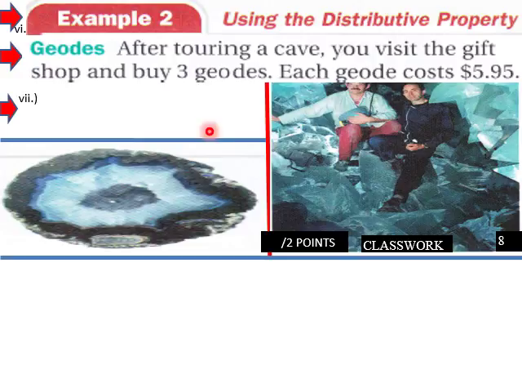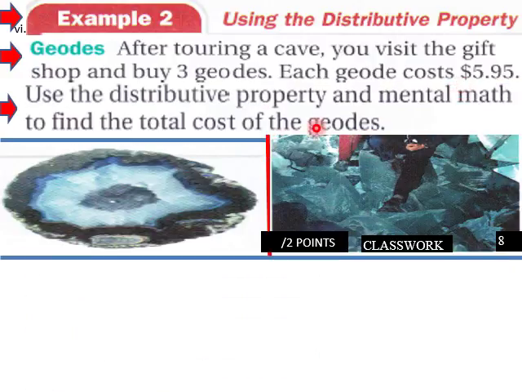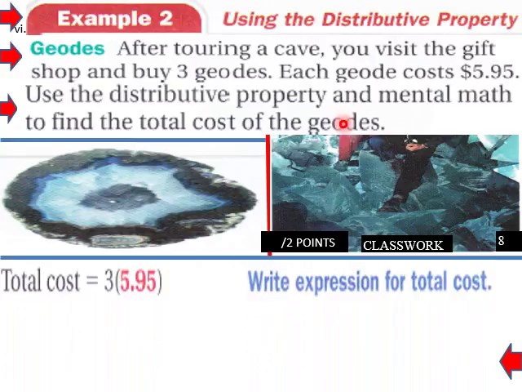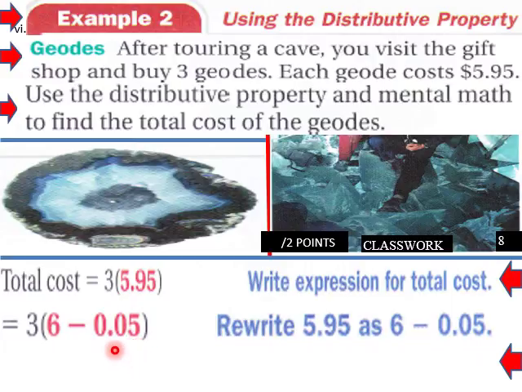And then example 2, after touring a cave, you visit the gift shop and buy 3 geodes. Each geode costs $5.95. Use the distributive property and mental math to find the total cost of the geodes. Okay, so we have 3 geodes, they cost $5.95. This would be a way of doing it.